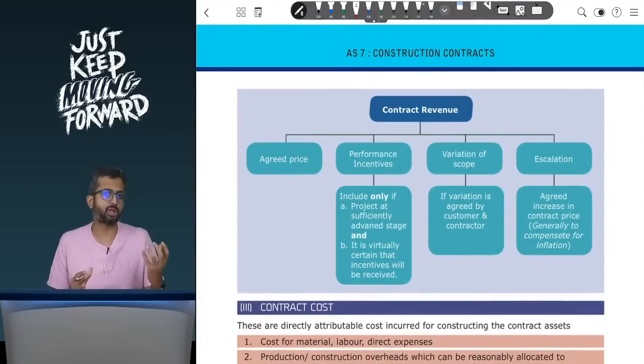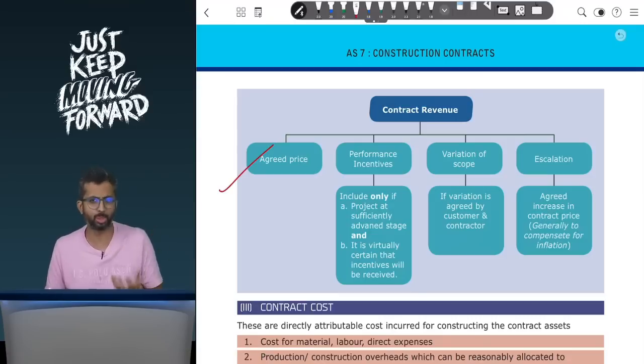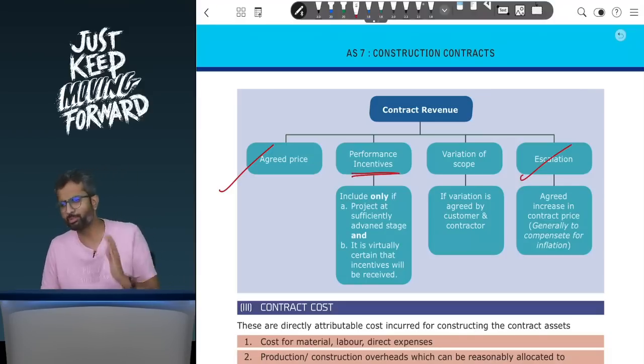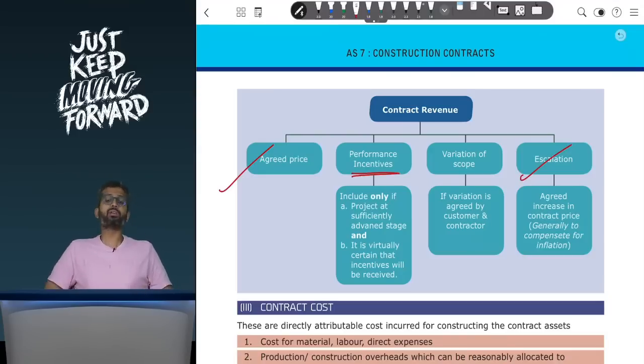Largely the standard is the standard on contract revenue. Then within contract revenue, you have the agreed price, which should be a part of contract revenue. Apart from that, there can be certain escalations. Then escalations will also be a part of contract revenue wherever applicable. And there can be performance incentives like a performance bonus. If you complete the bridge in a term of 5 years, we will give you a bonus.